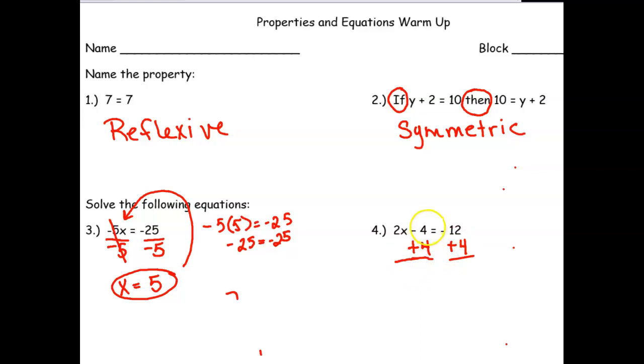So negative 4 plus 4 would cancel out, and we would be left with our 2x. And then negative 12 plus 4 would be equal to negative 8. Then to get x by itself, here we're multiplying, so we're going to do the inverse operation, which is division. Our final answer would be x is equal to negative 4, because negative 8 divided by 2 is negative 4. So that's going to lead us into our notes for today.